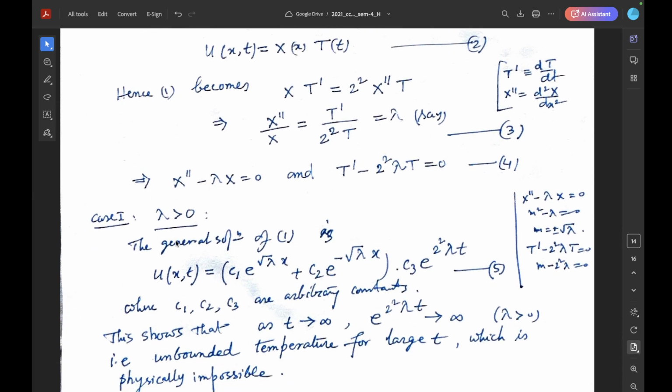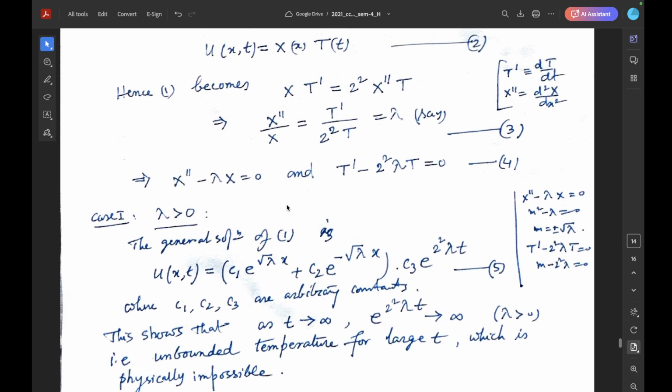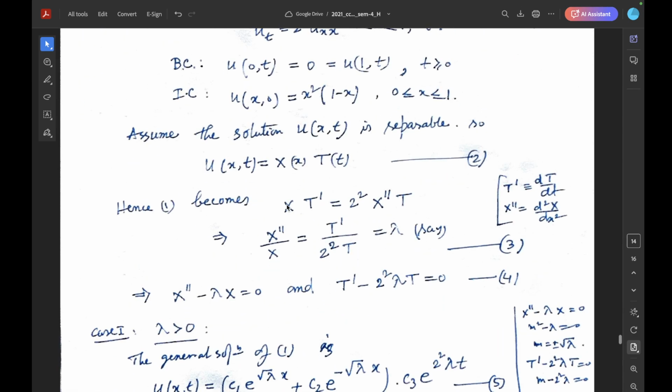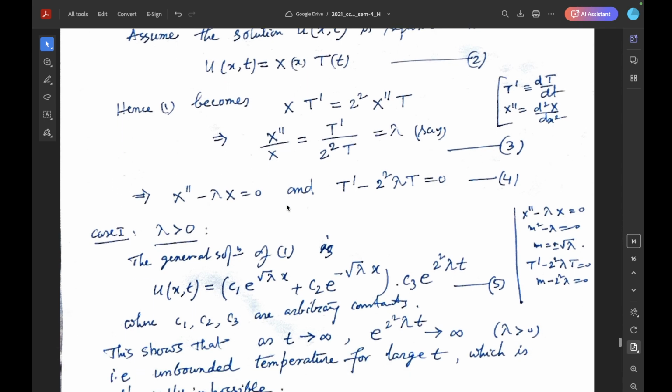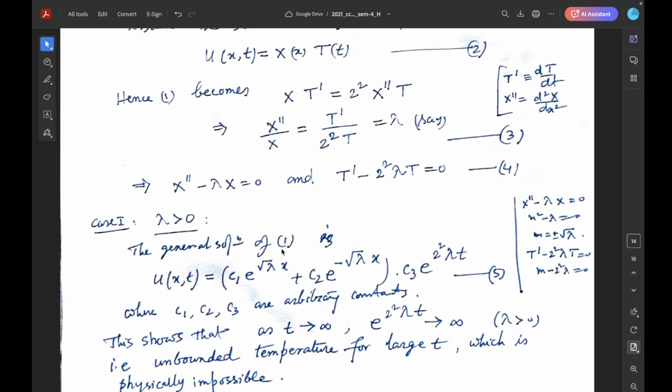Case 1, when lambda is greater than 0, then the general solution of 1 is this. Sorry, not this one, actually the general solution of this, because it is X'' minus lambda X. So the auxiliary equation m squared minus lambda, m equals plus minus root lambda, so c1 e to the power root lambda x plus c2 e to the power minus root lambda x. This is actually from 4. So we find the general solution of this and the general solution of this, and then multiply them. It is okay.